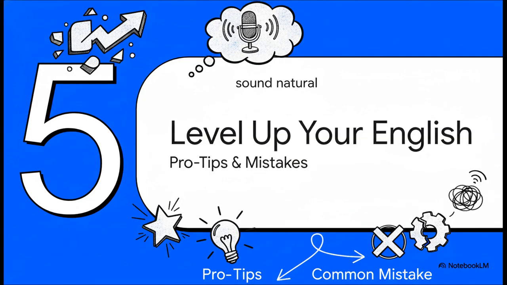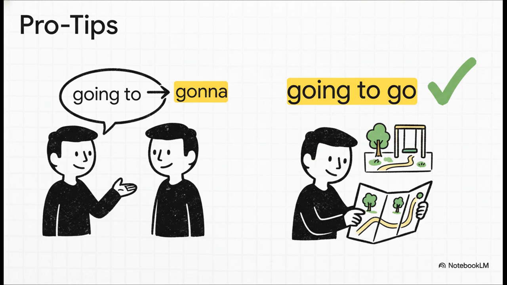All right, you've got the core ideas down. Now let's level up your English with a couple of pro tips that'll make you sound way more natural and help you sidestep a really common mistake. First thing, in casual, everyday speech, you're going to hear going to get shortened to gonna. I'm gonna start studying. It's informal for sure, but it's super common. Also, don't get thrown off by going to go. I know it sounds a little repetitive, but it's totally correct. The going to is the future part, and go is just the main verb.